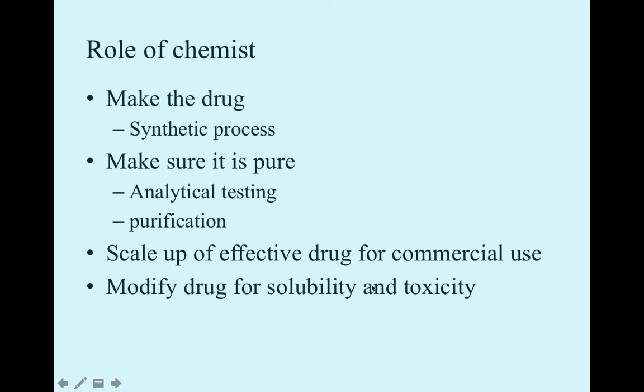So what do chemists do in making a drug? Well, one, they make the drug. They design the synthetic process to make the drug. They make sure that it's pure through analytical testing and through purification methods. And then they also scale up the effective drug for commercial use. It's one thing to make that drug on a lab bench. It's quite another to make it in a chemical plant and make enough of the drug to be profitable. And throughout the process, they're going to modify that drug for solubility and toxicity, looking at those lead compounds.